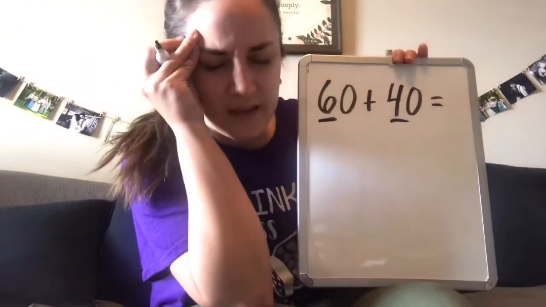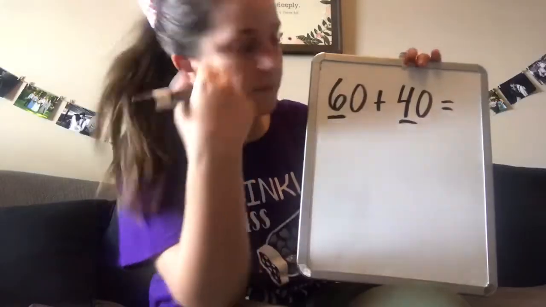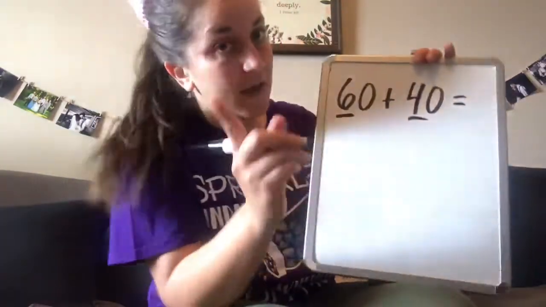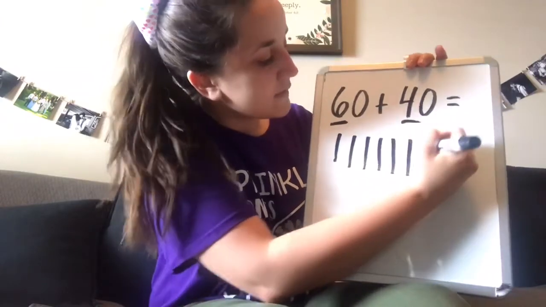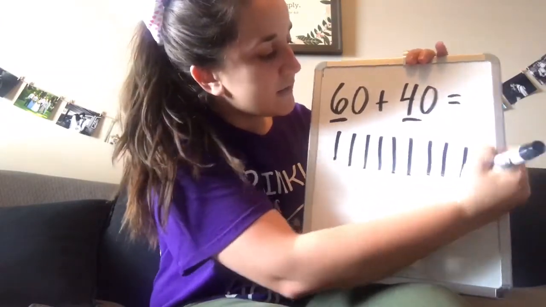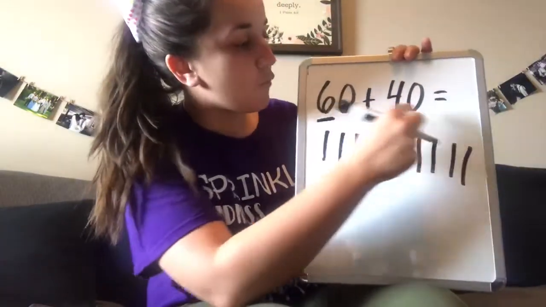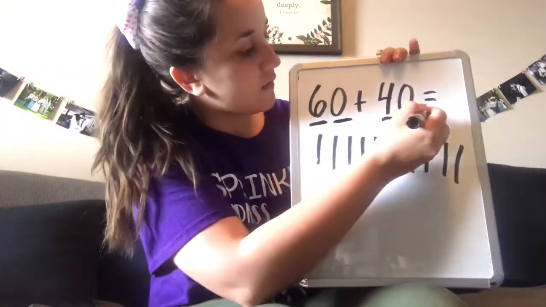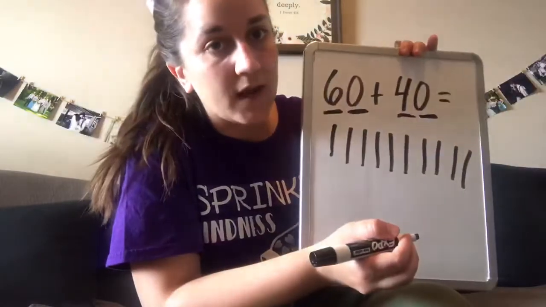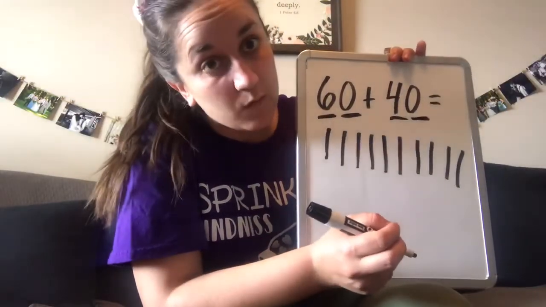Now, if I'm thinking, oh, 10 tens, that's pretty hard for me. I can draw that. I can say, okay, 10 tens, 1, 2, 3, 4, 5, 6, 7, 8, 9, 10. Now I look, how many ones do I have? The ones place value is right there. How many ones do I have? The answer is 0, 0 ones.